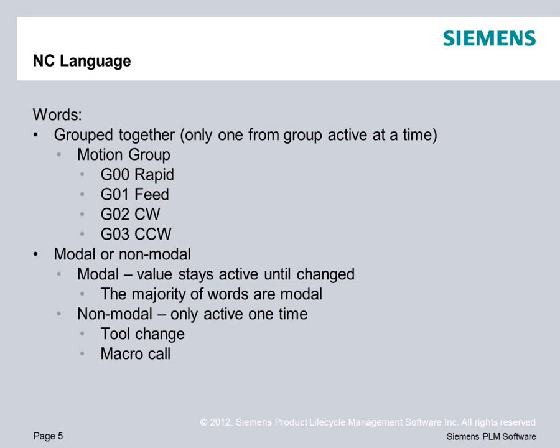Another special thing about the NC language is words are either modal or non-modal. A modal word means the value stays in effect until it is changed or replaced by another word of the same address. For example, if I am at X position 1.2, that value is modal. I will stay at X position 1.2 until I get a new X word and a new X position. Some words are non-modal, and they're only active one time. An example of a non-modal word would be a tool change. I'm going to fire off a tool change, and then once I'm done, I'm not going to fire off another tool change. Macro calls are also an example of non-modal words.